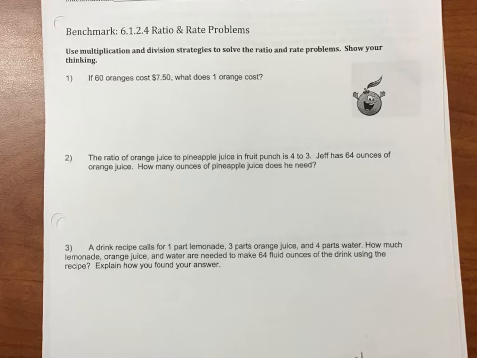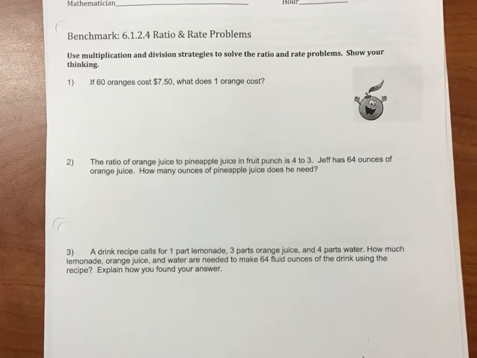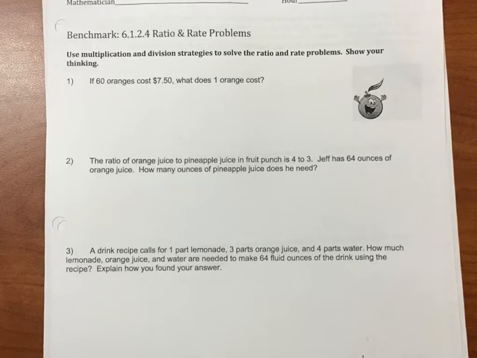All right, so let's do our word ratio. If 60 oranges cost $7.50, what does one orange cost? So we have money on top. Remember, money always goes on top. And then whatever it is, we have oranges. That's what we want to know: what one orange costs. That's our question. And so now we can set up our fraction.